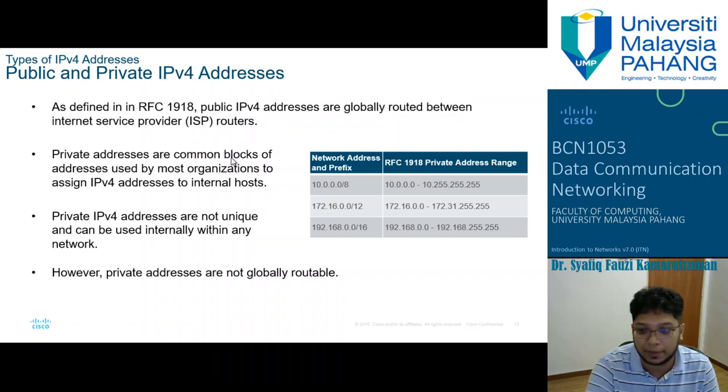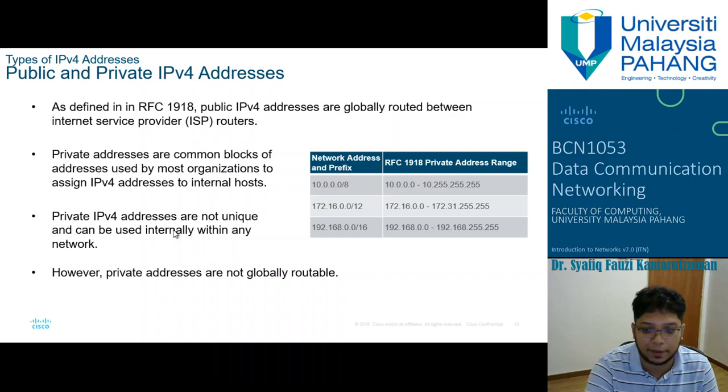If it's public, you can access other PCs globally, and global IP addresses can also access your PC within a global environment. This poses a very high security risk, so usually we have private addresses within a network. Private IPv4 addresses are not unique and can be used internally within any network.